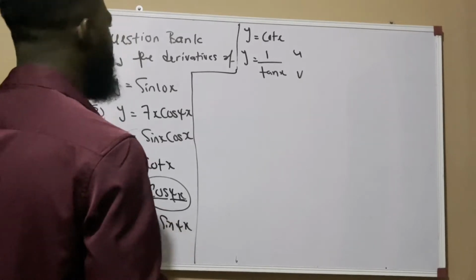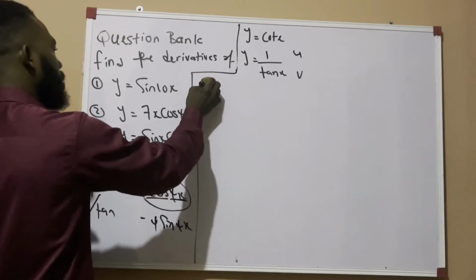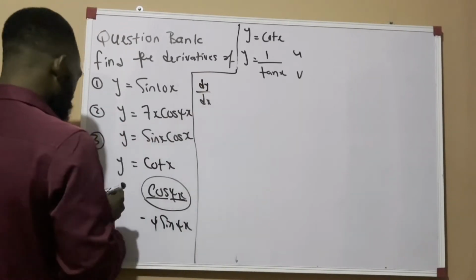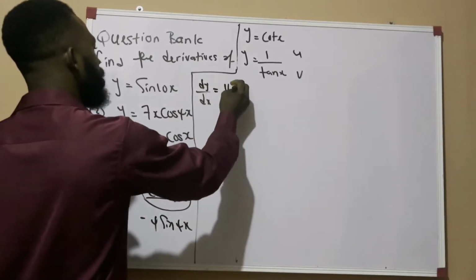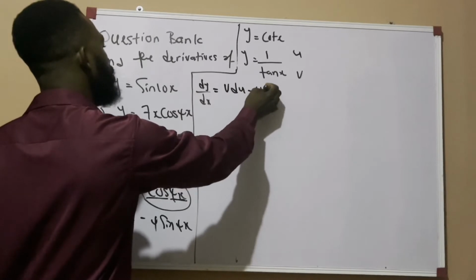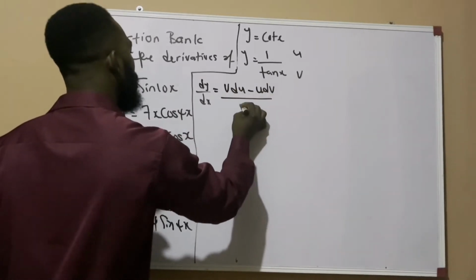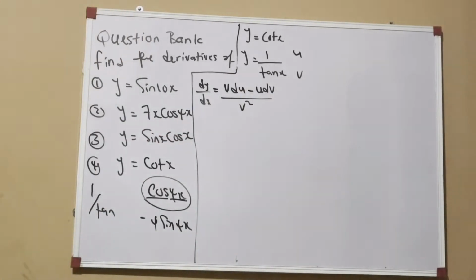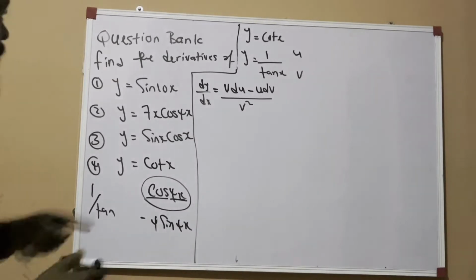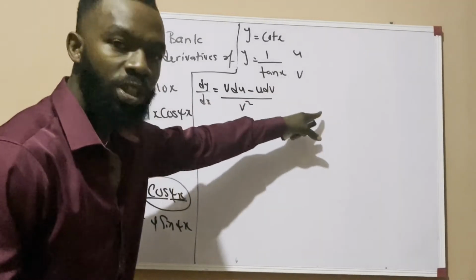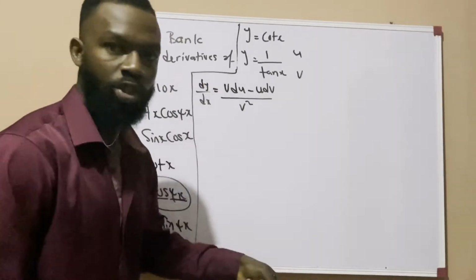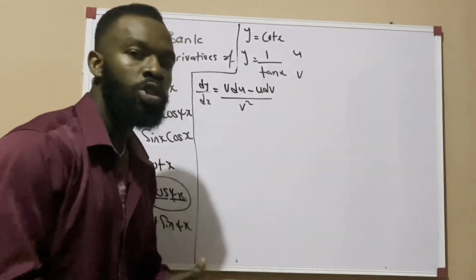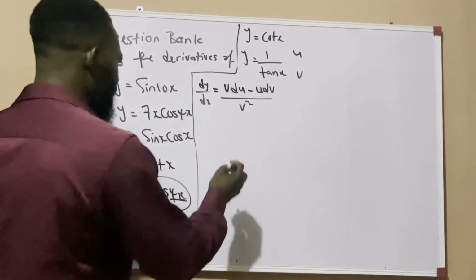Which says dy over dx is equal to v du minus u dv all over v squared. Are you with me? And we all know what v du means: hold v, differentiate u, and u dv means hold u, differentiate v. So let's get started.